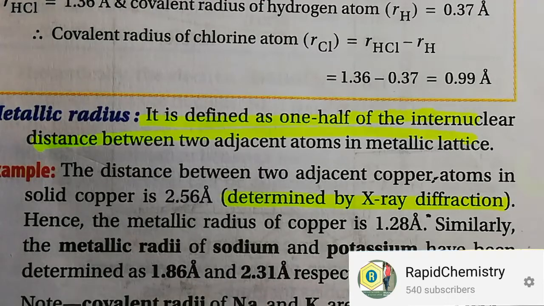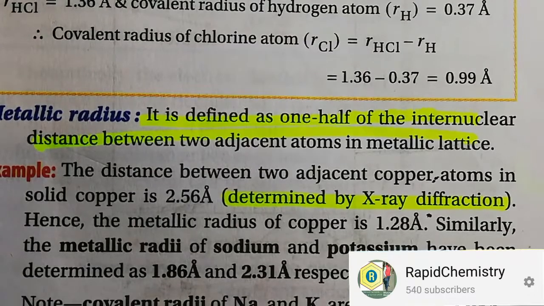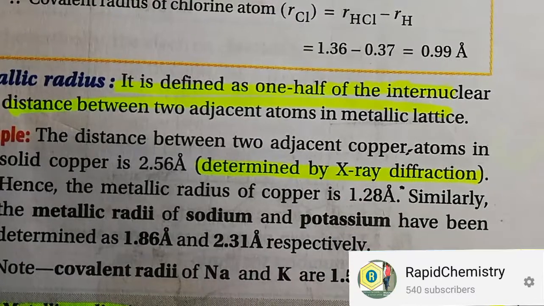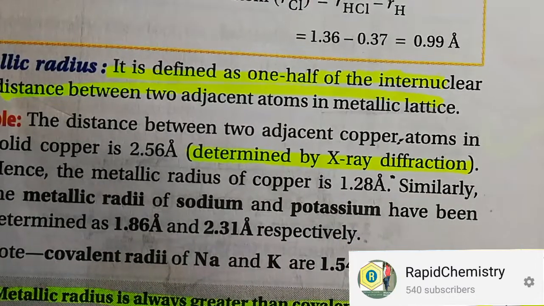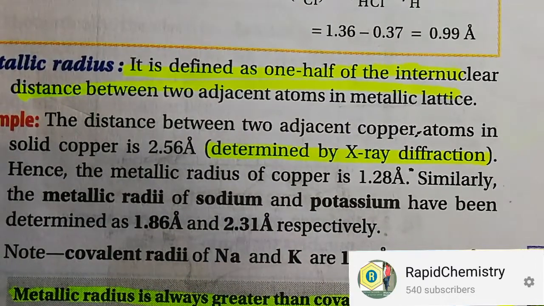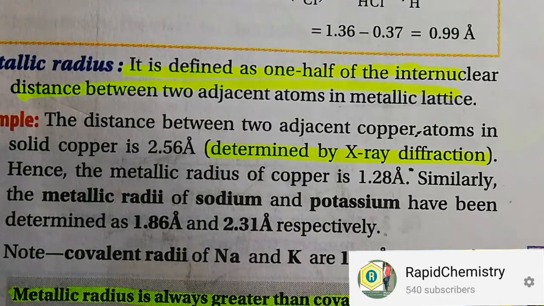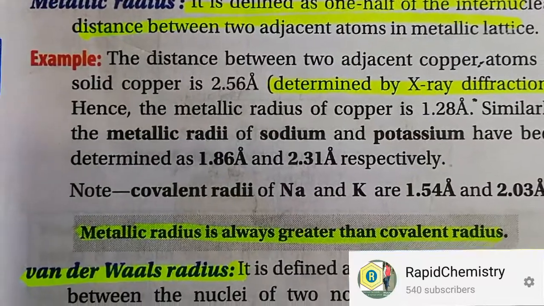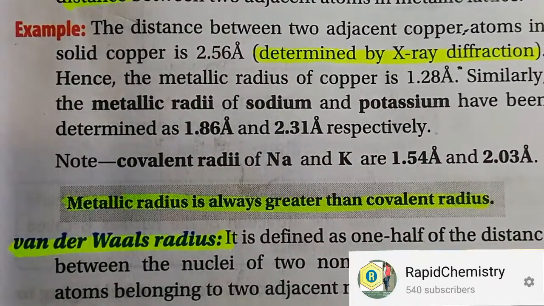Note the point here, the covalent radii of sodium and potassium are found to be 1.54 angstrom and 2.03 angstrom. Now next we will discuss van der Waals radius.